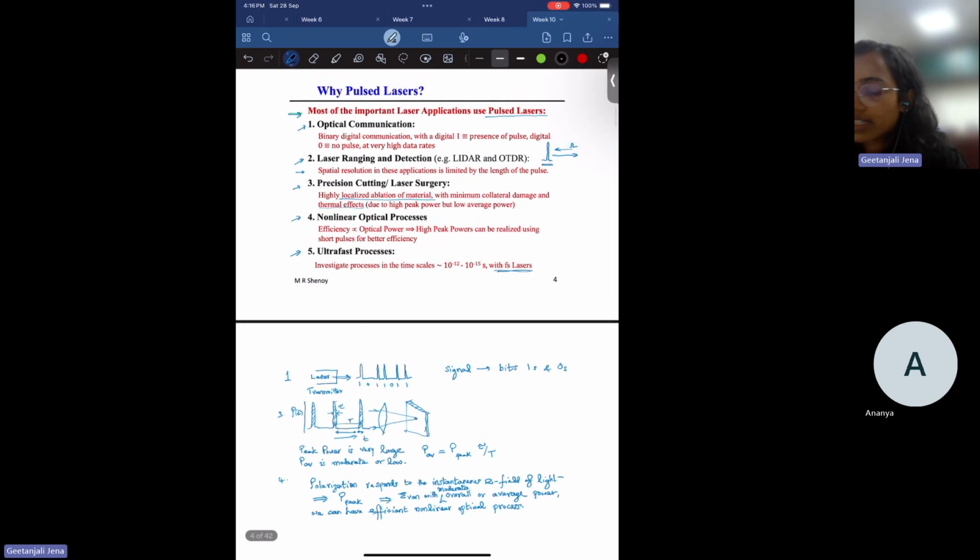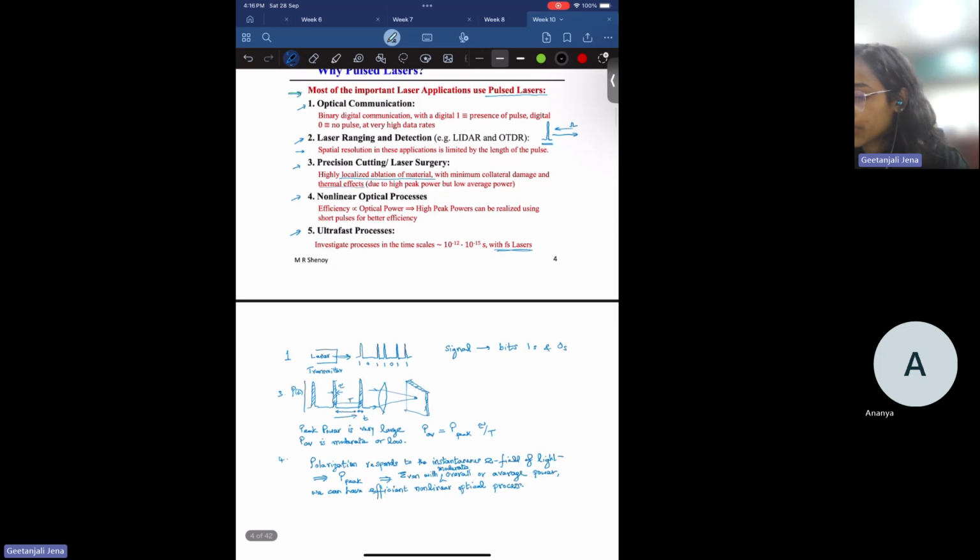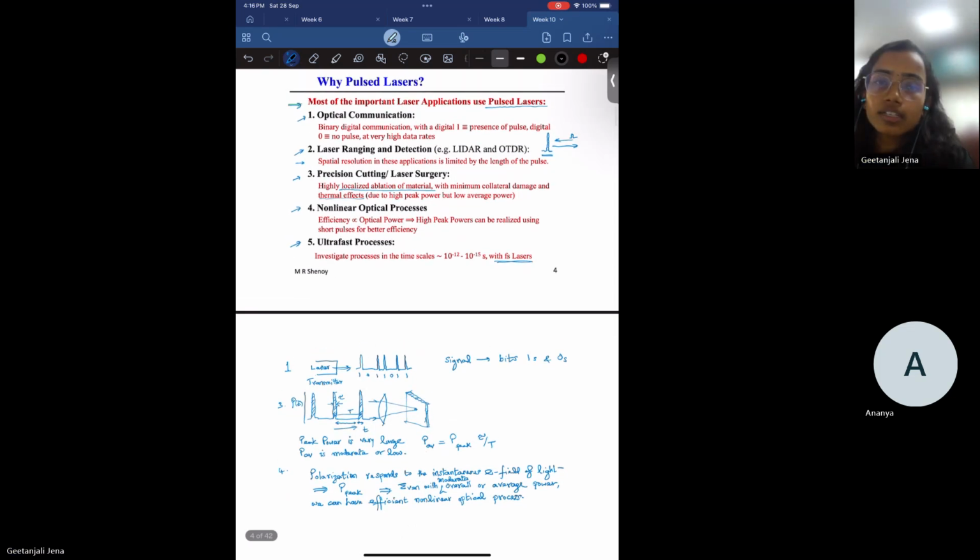So next, what is the importance of this pulse laser? Why are we discussing this pulse laser? The most important application of pulse laser is in optical communication. If you recall, in optical communication, which we do through fiber, the pulses are sent in terms of binary digits, either one or zero. So in terms of one and zero, we send information through the optical fiber. This binary digital communication, you can make a similarity to the pulse laser.